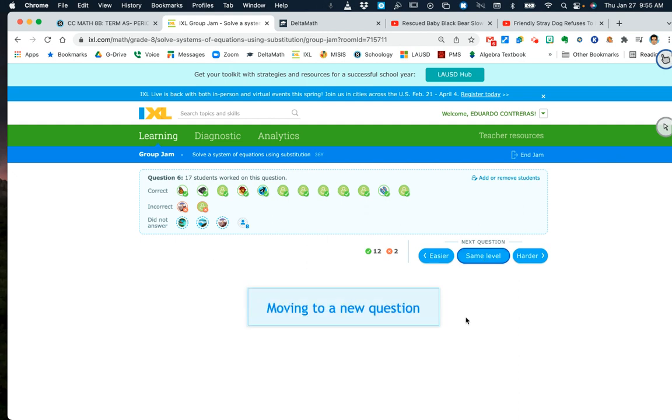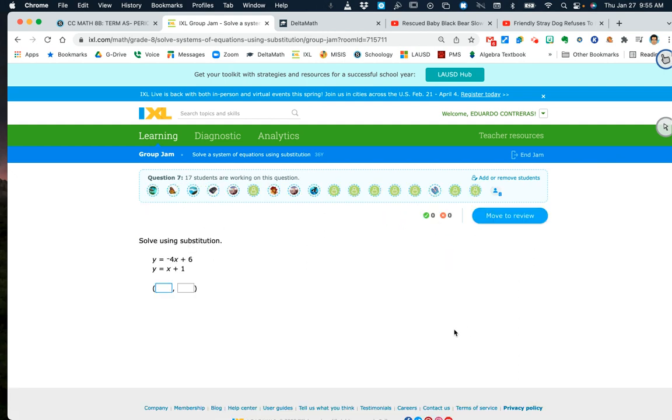Okay, let's stick at this level. Yes, finally. Okay, we're going to try another one of these. Okay? So write this one down. Y equals negative 4x plus 6, and y equals x plus 1. So we got some choices here. This is another one where we have to replace one into the other.